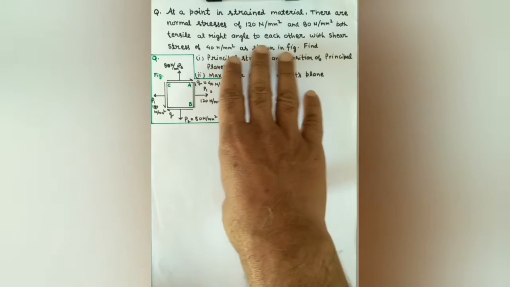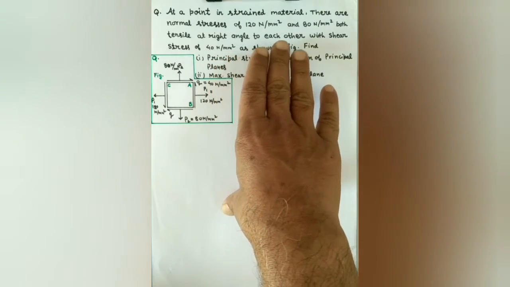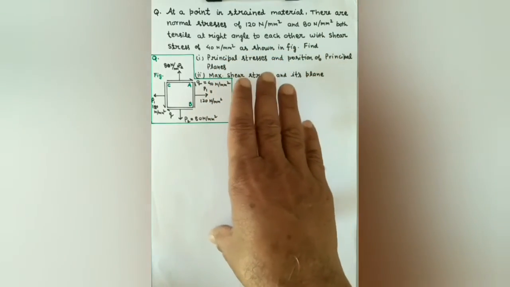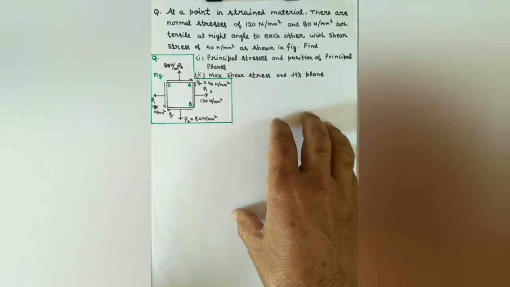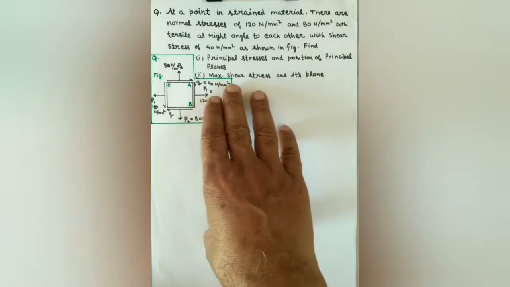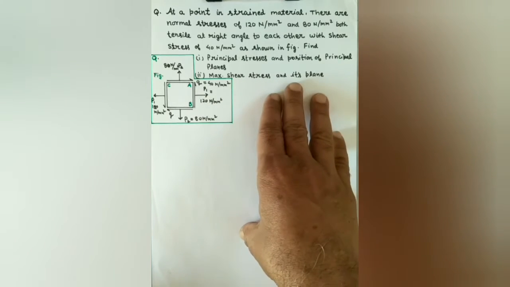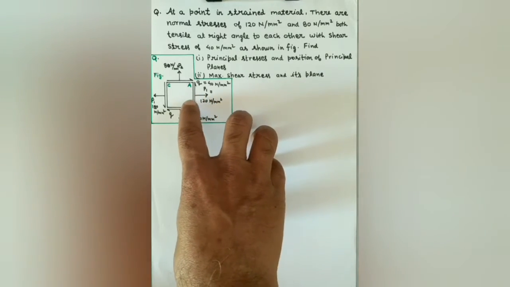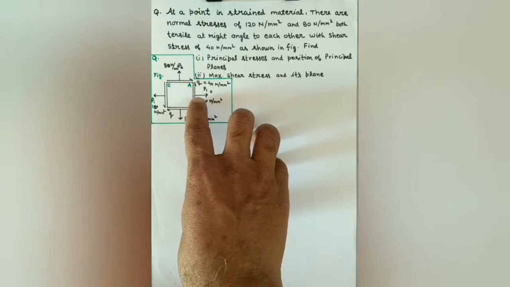At a point in a strained material, there are normal stresses of 120 Newton per mm square and 80 Newton per mm square, both tensile and at right angle to each other, with shear stress of 40 Newton per mm square as shown in the figure. Find principal stresses and position of principal planes and maximum shear stress and its plane.